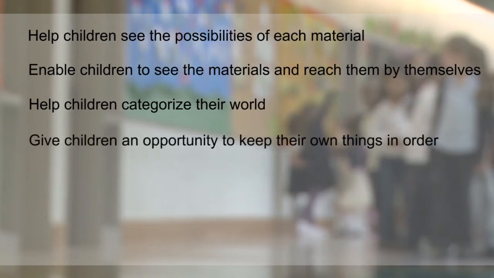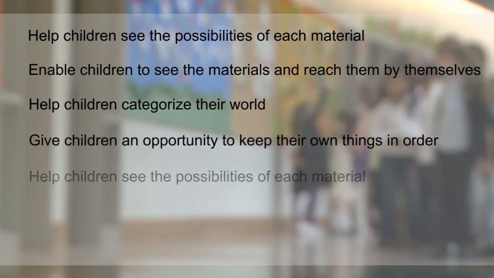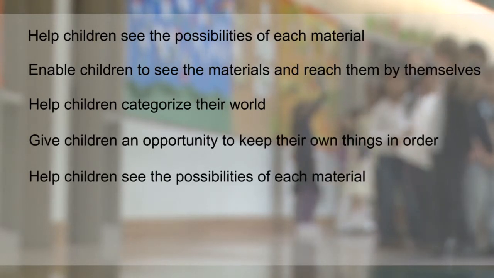By selecting and displaying a few things at a time, you help children see the possibilities of each material, enable children to see the materials and reach them by themselves, help children categorize their world, and give children an opportunity to keep their own things in order. Help children see the possibilities of each material. For example, scissors, stored point down in an upside-down egg crate, are displayed along with a box of scrap papers and glue sticks, suggesting their use.